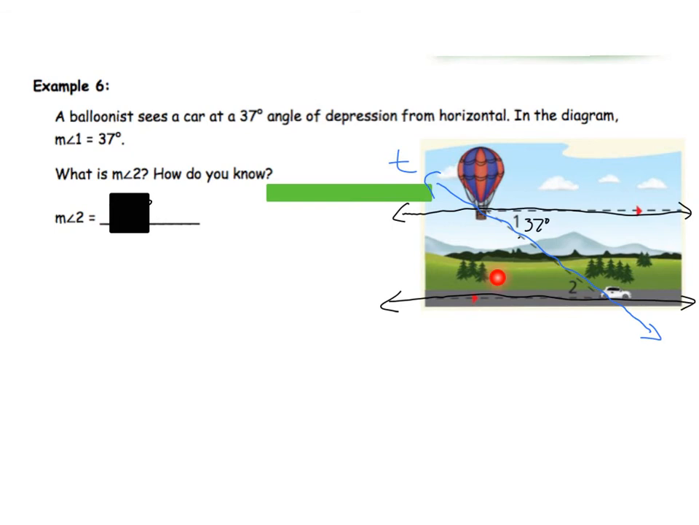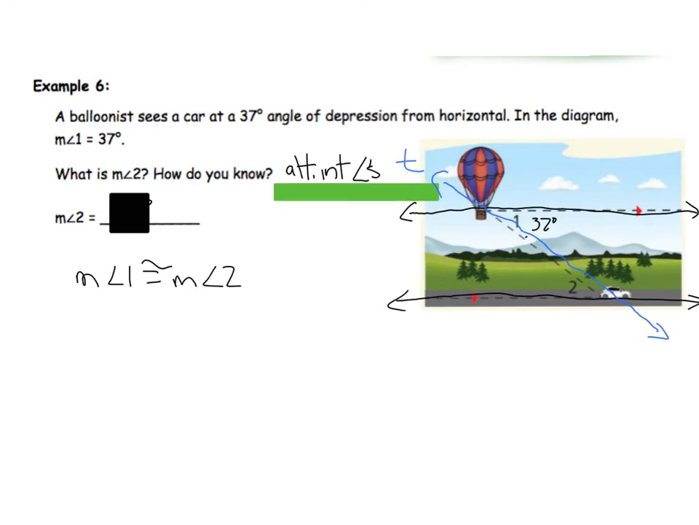Angle 1 and angle 2, they're located inside, and they're on different sides of the transversal. So that would lead us to believe that these are alternate interior angles. And alternate interior angles are congruent, so therefore the measurement of angle 1 is congruent to the measurement of angle 2. So angle 2 has to be 37 degrees.